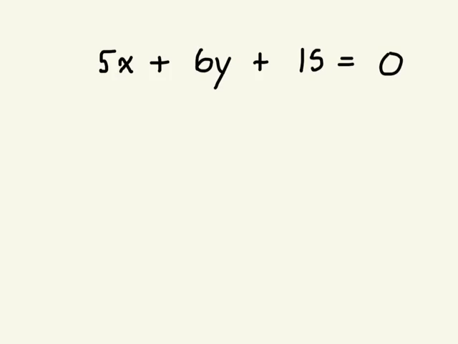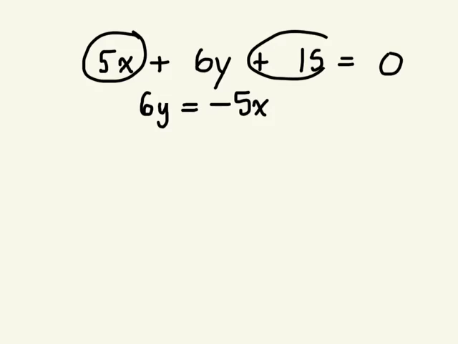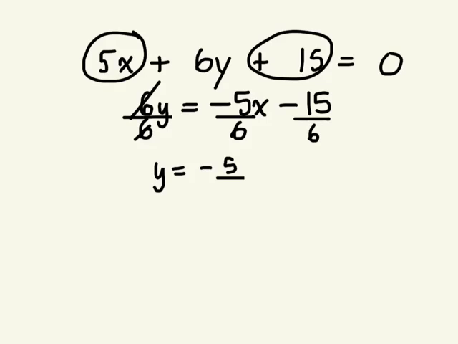Okay, so we need to isolate which variable? Y. So 6y equals, good, that becomes negative 5x, and positive 15 becomes negative 15. And to isolate y, what do I need to do to every term? Divide by 6. Good. So y equals negative 5 over 6 x. And then what's negative 15 divided by 6? Good. Okay, what's the slope of the line? Good, negative 5 over 6.